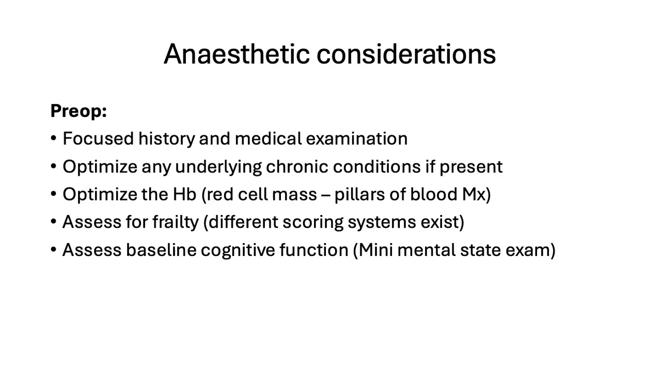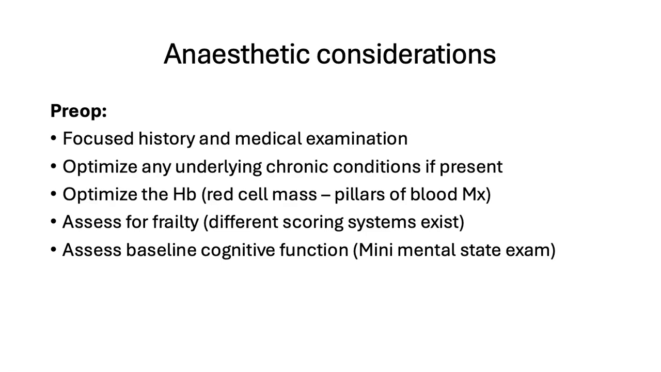Then in the pre-op setting as well, we want to optimize the Hb. So there is evidence that when elderly patients come in for surgery, if they are operated with low Hbs, and we're talking about hemoglobin of 8 grams per deciliter, if it's less than that, there is a risk that these patients may have increased morbidity and mortality when they have low Hb.